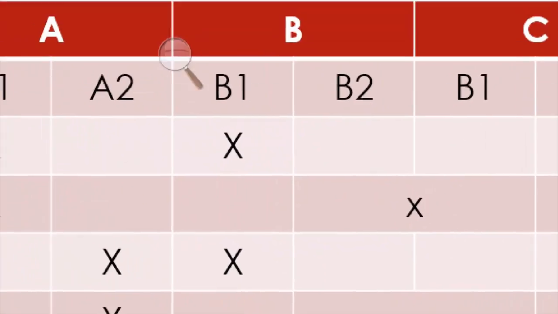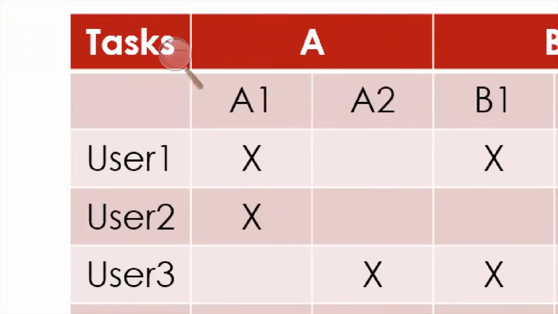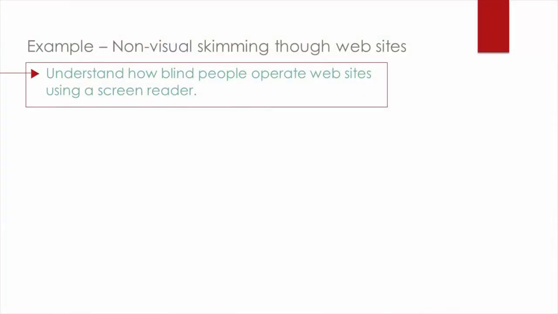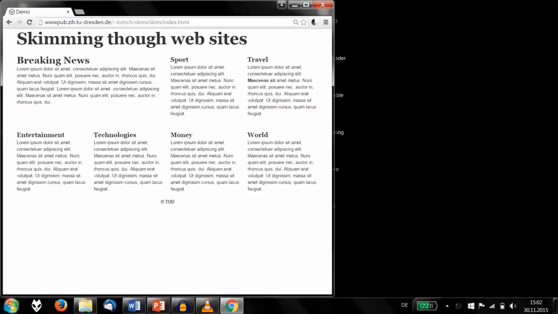User testing helps to detect those specific barriers and find solutions. The second example demonstrates one possibility how blind people skim websites in a non-visual way. A website appears to be logical and well-structured, at least from a visual point of view. A sighted person intuitively grasps that the site contains 7 subjects and articles.